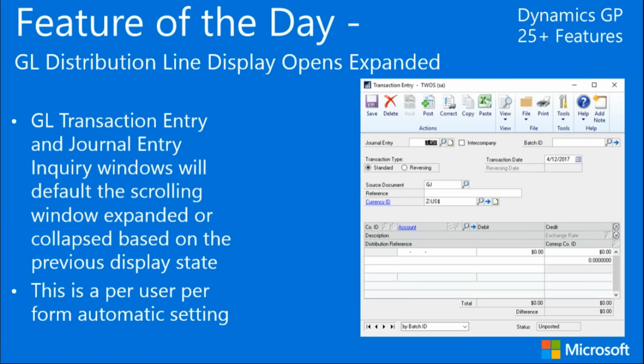If you use the window like this and you close or save the window with it expanded, it'll remember that. The next time you come into either the entry window or the inquiry, it'll open expanded. If you compress the scrolling part of the window down at the bottom and you close or save the window, the next time you go in, it'll open compressed. We'll see in a minute that this actually carries through to sales and purchasing as well. Again, just some time savers, not adding a huge module or anything like that, but some nice performance and productivity gains here.